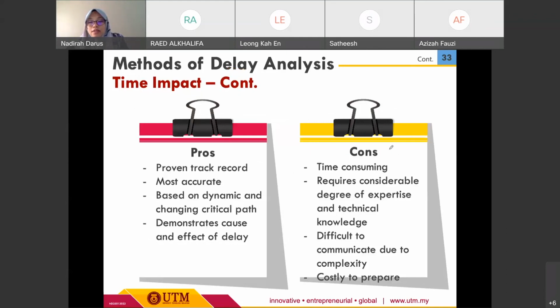However, since it's suitable for complex and large projects, for sure it will be time consuming, and requires a considerable degree of expertise and technical knowledge to conduct this method. And due to complexity, it's difficult to communicate, and most of the time, since it is very complex and very detailed, it will be costly to prepare.